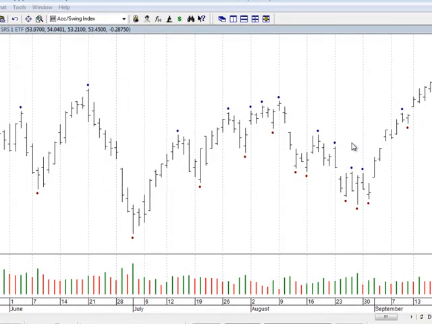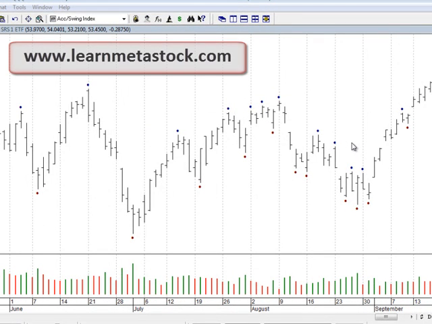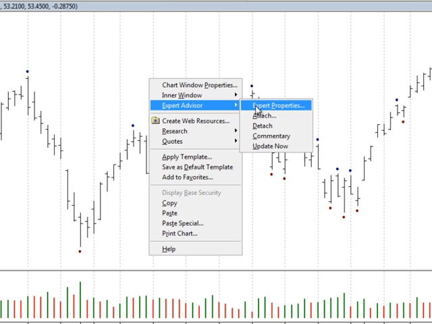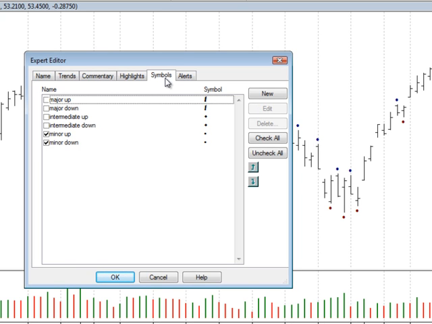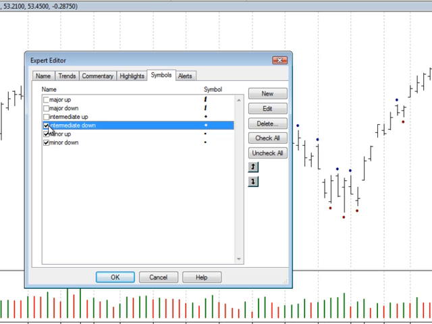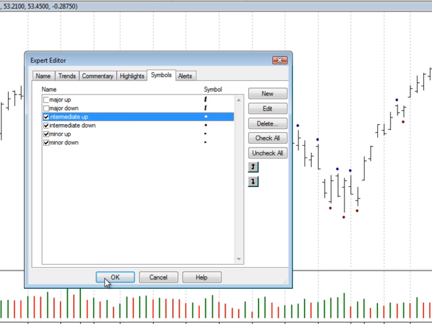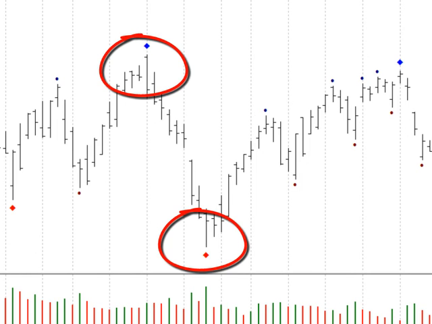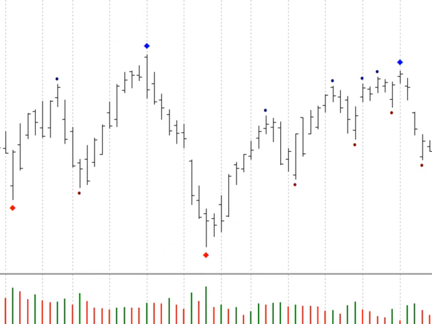Now once you understand how a minor pivot is identified, it's easy to show you how to identify an intermediate and a major pivot. Let's begin by plotting the intermediate pivots. So to do that, just right click inside the chart, choose the Expert Advisor, and then Expert Properties. Now inside the Symbols tab here, I'm going to select the intermediate down and the intermediate up, click on OK, and now what we've got is some other symbols being plotted on our chart. Now you'll see some of the pivots have changed from a dot to either a blue or a red diamond. The blue diamonds represent intermediate up pivots, and the red diamonds are intermediate down pivots.